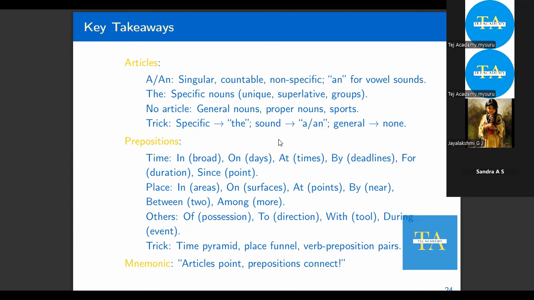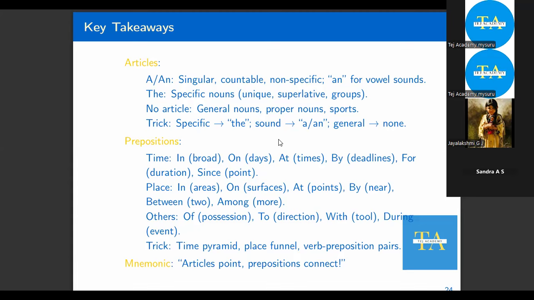And the trick is, when we speak about something in specific, we use "the", and sound for "a" and "an". We have to focus on the sound for "a" and "an", because for a vowel sound we use "an", and for a consonant we use "a". And for a general statement we use none.